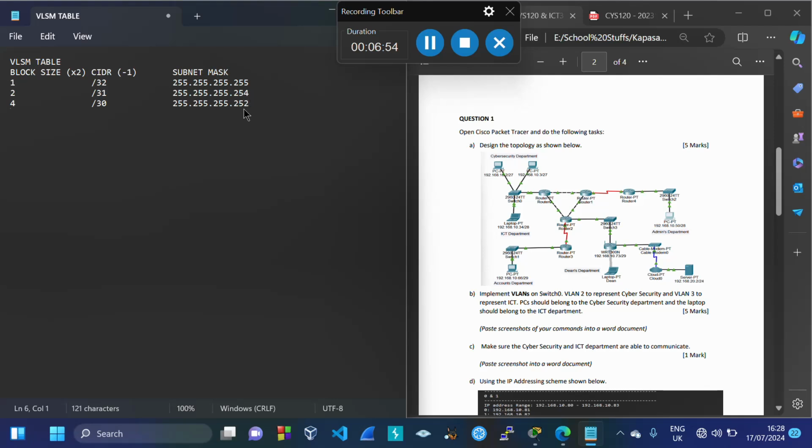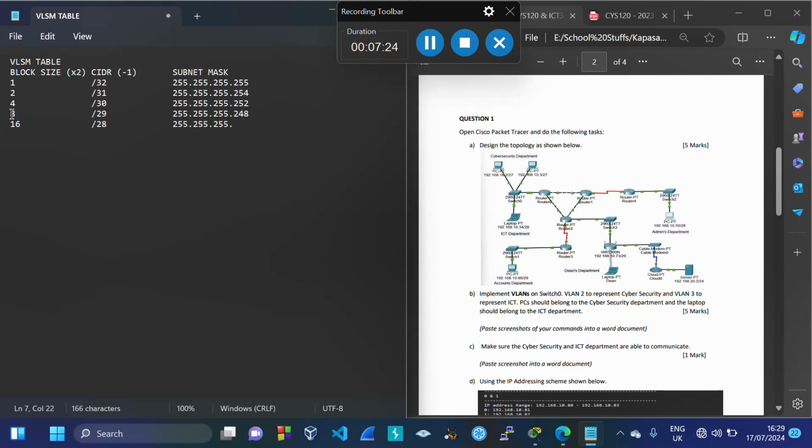By now you know the pattern. 2 times 4, we have 8. Okay, so 30 minus 1, we have 29. Then the mask again, let's see, 252 minus 4, so we are getting 248. Then 2 times 8, we are getting 16. Then 29 minus 1, 28.